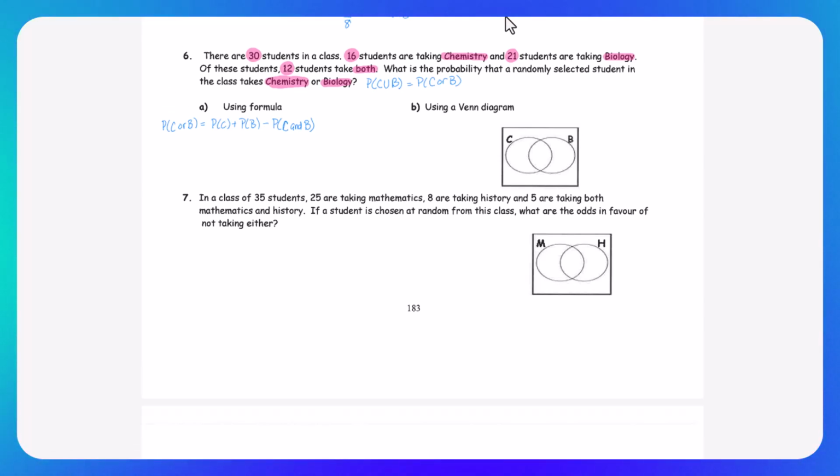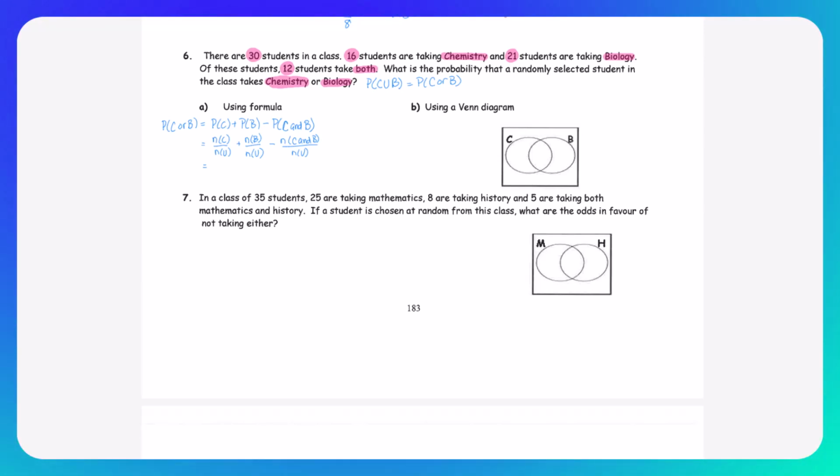Well, we know that the probability of C would be the number of students taking chemistry over the total number of students. The total probability of B is the number of students taking biology over the number of students in the class. And then the probability of C and B is the probability of both. So that's the number of students who are taking C and B divided by the number in the universal.